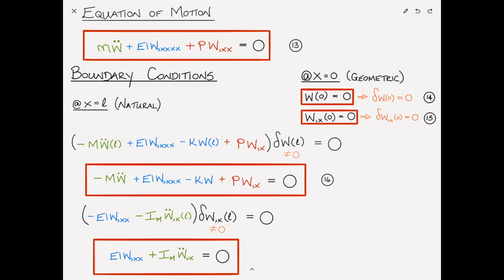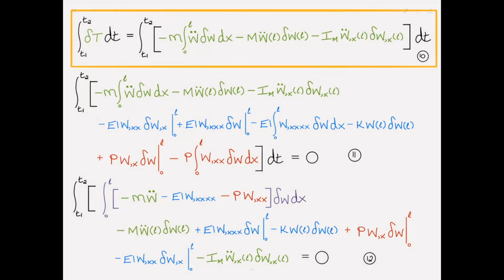We're just missing a couple of numbers, 16 and 17. And that's it, we're done. 16 and 17 are known as natural or forced boundary conditions. Okay, and before we go, we're going to take it from the top one more time.